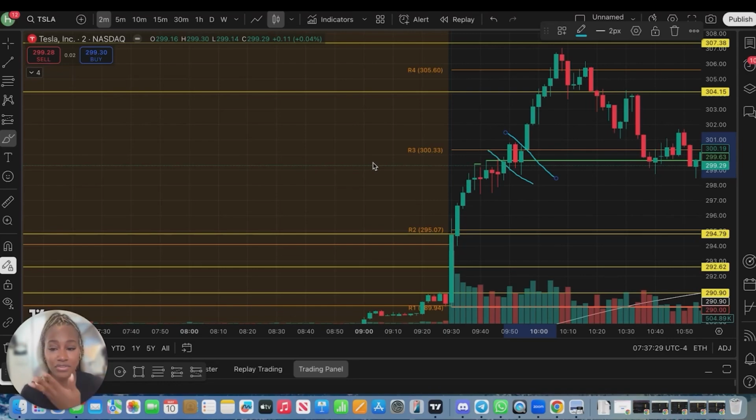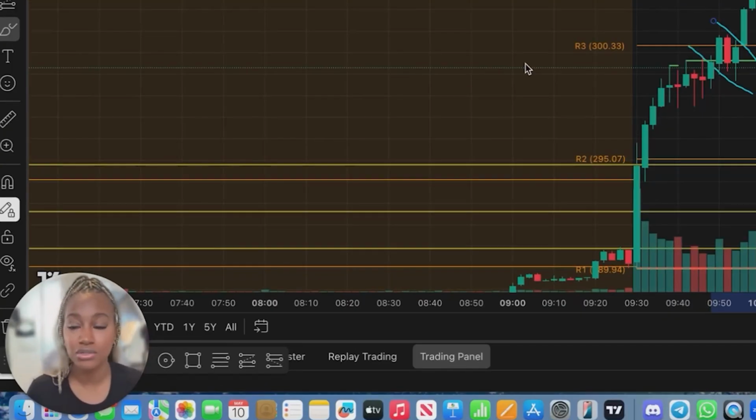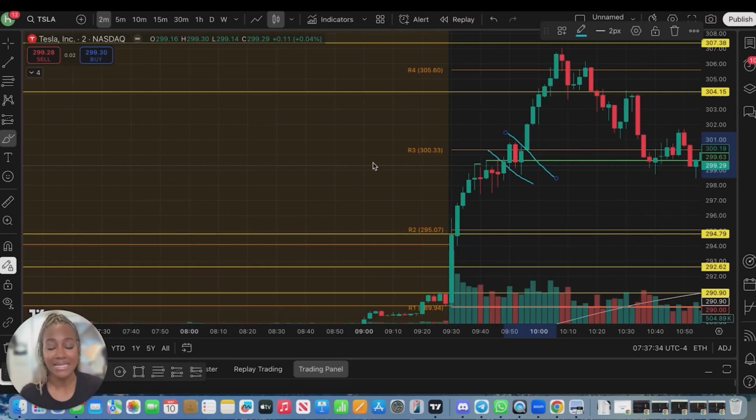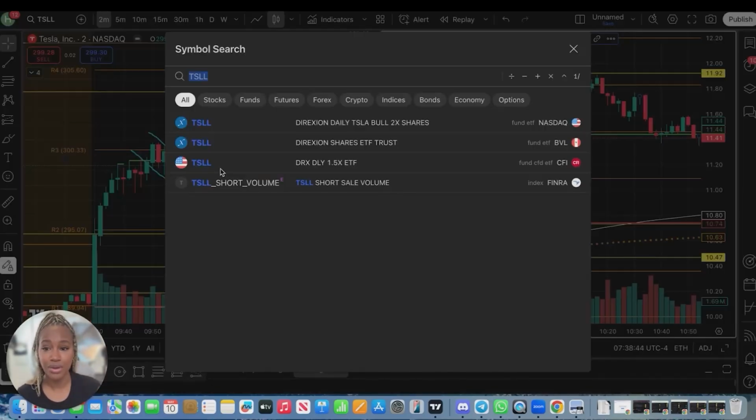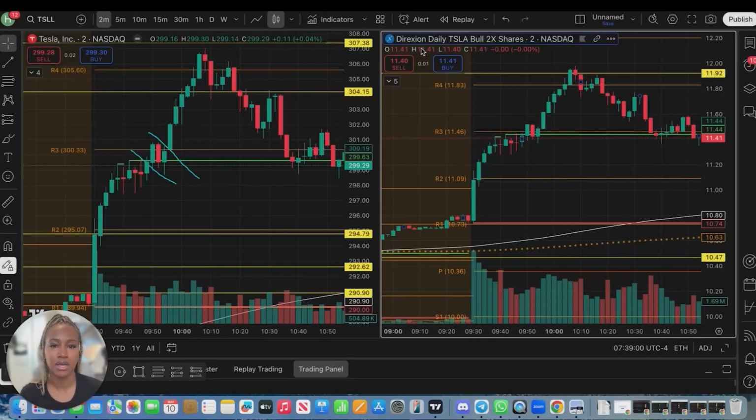So does that mean you have to miss out on trades like this? Absolutely not. I'm going to show you a copy, or what we call a derivative, of Tesla, where the premiums are more affordable. All right, so I told you I was going to show you a ticker symbol that moves exactly like Tesla, but the premiums are more affordable, okay? So the symbol is TSLL, right?